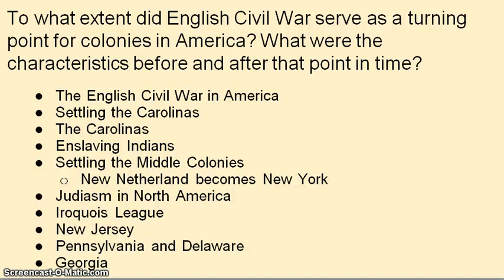Stuyvesant was ordered by the Dutch West India Company to let them in, but they will have to continue to fight for equal rights. The population of Jews grows very slowly. By the time the American Revolution comes around, there's still not one rabbi in North America at that point.